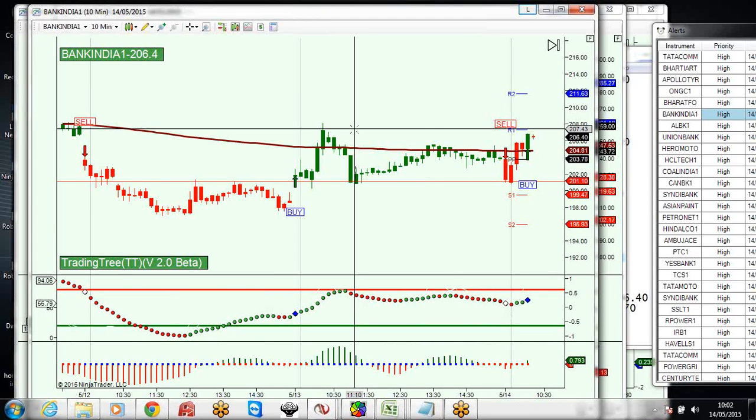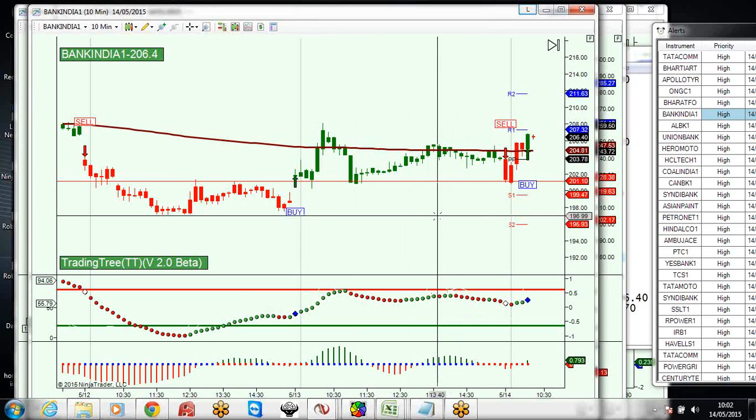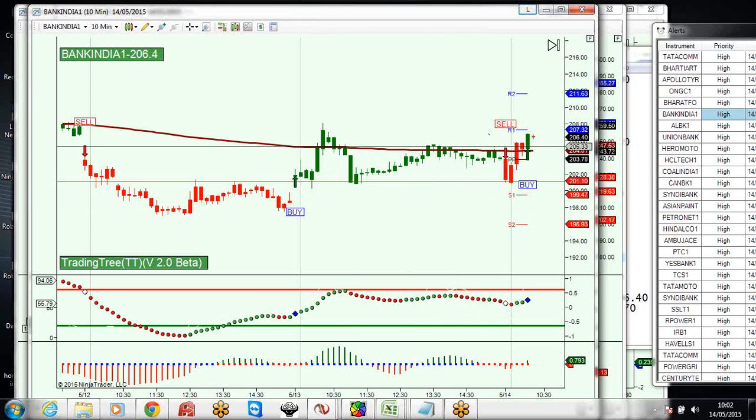Buy above the R1 level, 207.40. So when you have this R1 and the resistance and support lines close to your calls, always try to place your order above that or below that.